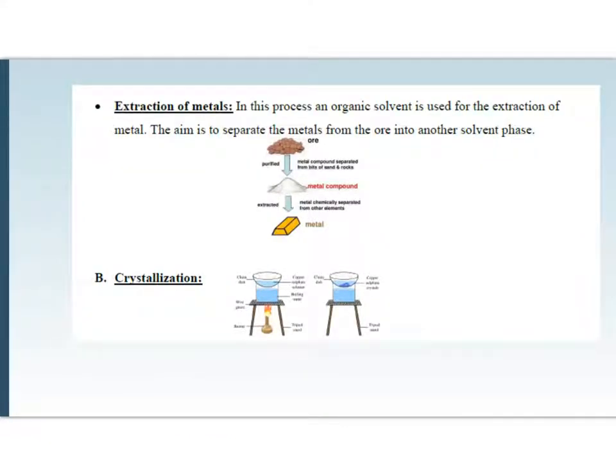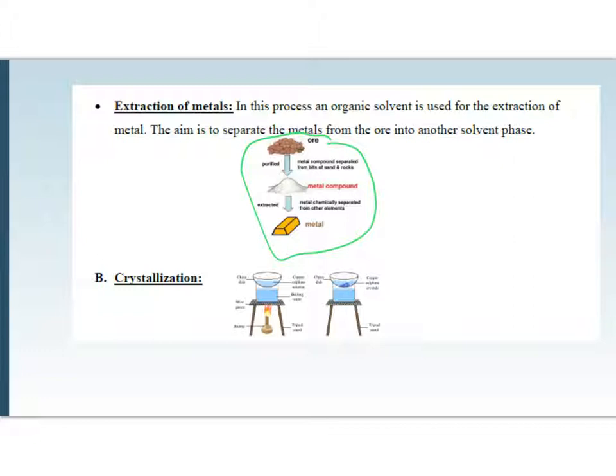Extraction of metals. In this process, an organic solvent is used for the extraction of metal. The aim is to separate the metals from the ore into another solvent. So you have that ore here, and in order to purify this ore, you use some organic solvents. This is again a kind of extraction. So usually the metal is left alone after that extraction.